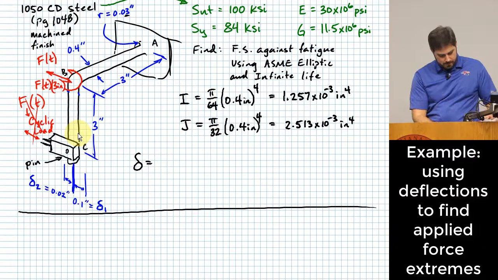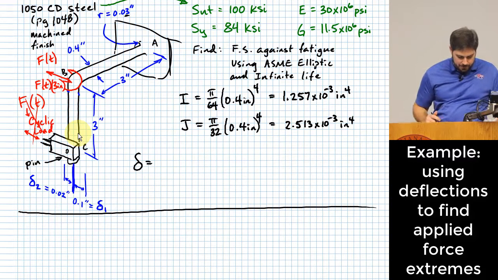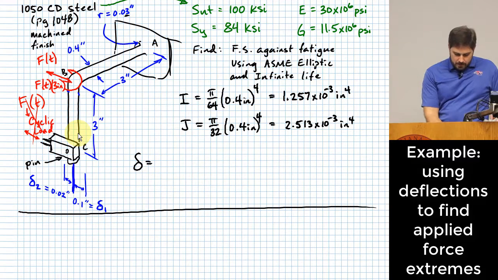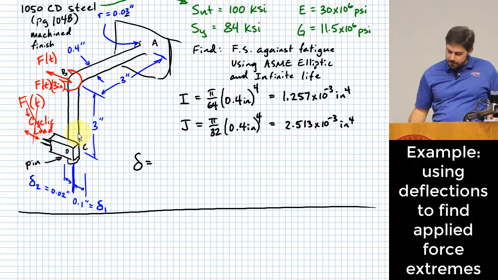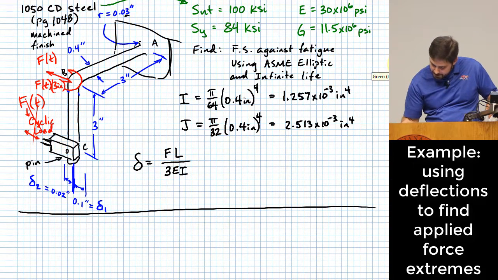Okay? So I'll try to find those quickly. We have a plain cantilever happening there, and so that would be the very first case in table A9 on page 1021. The maximum deflection is going to be FL over 3EI. And I'll put down below, this is due to BC flexing.